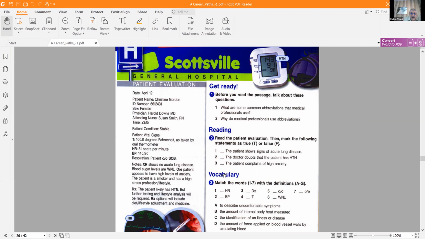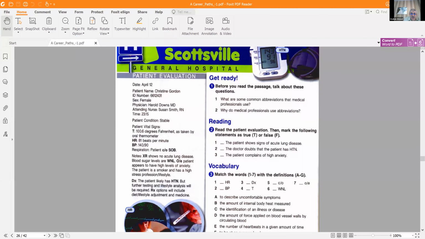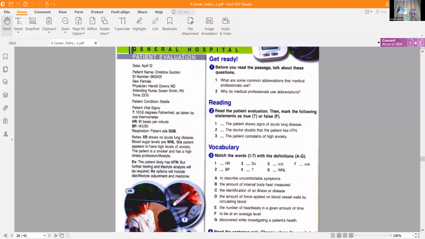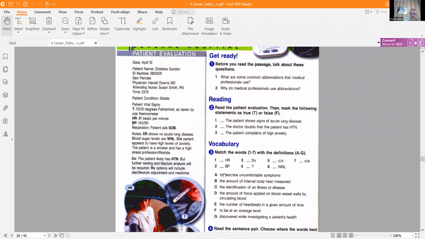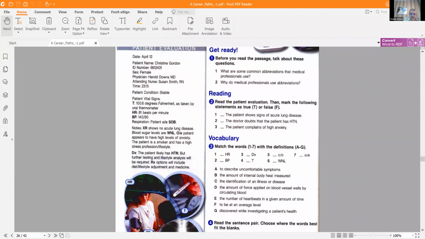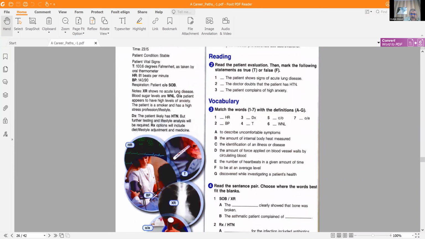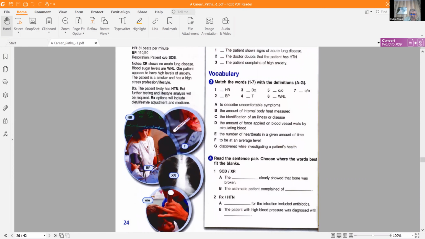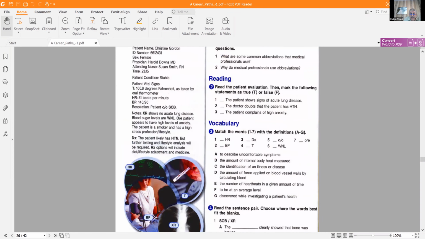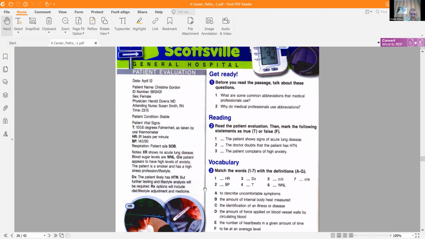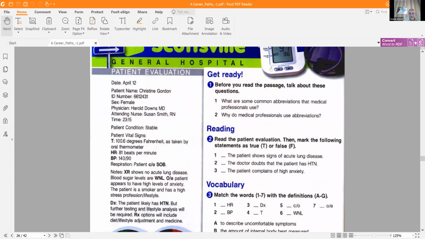Okay, so here we have a patient evaluation. So we are going to listen to a patient evaluation in the hospital, and they are going to use some, let's say, HRT, temperature, BP, XR, and we have OE. So here we have some issues related to the let's say medical terms and medical abbreviations, الاختصارات. Now let's listen and then answer the questions as they come in turn.